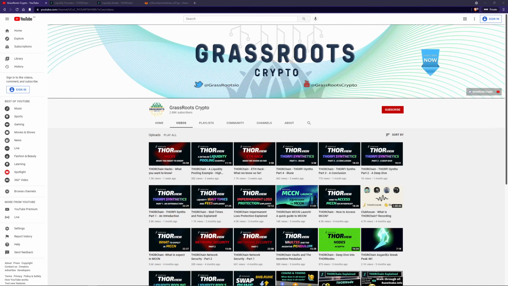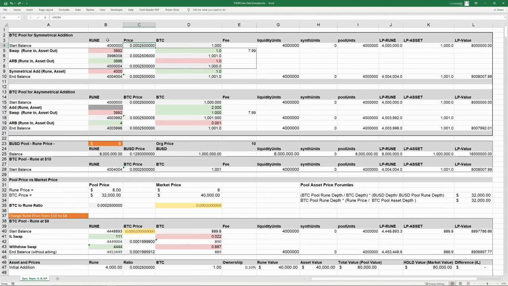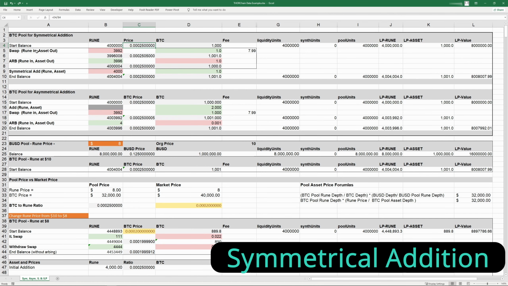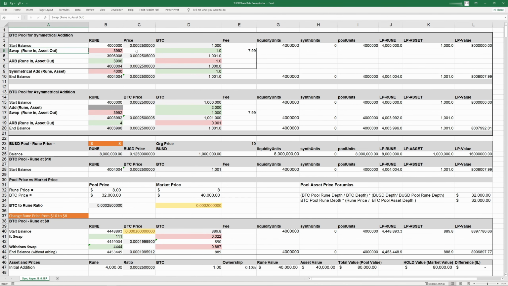All right, so just recapping, we have two BTC and we want to enter the BTC liquidity pool. So here's the spreadsheet. Here we have our BTC pool, and we actually have an example for symmetrical addition and asymmetrical. Our start position is the same with 4 million Rune and 1000 BTC, and we have the same price ratio here. So going in for symmetrical, I've swapped this out beforehand. I've added my 1 BTC, and this is before I enter the pool, and then got approximately 3,992 Rune out of that. Then I've arbed the pool to bring it back into balance before I've done my symmetrical add.